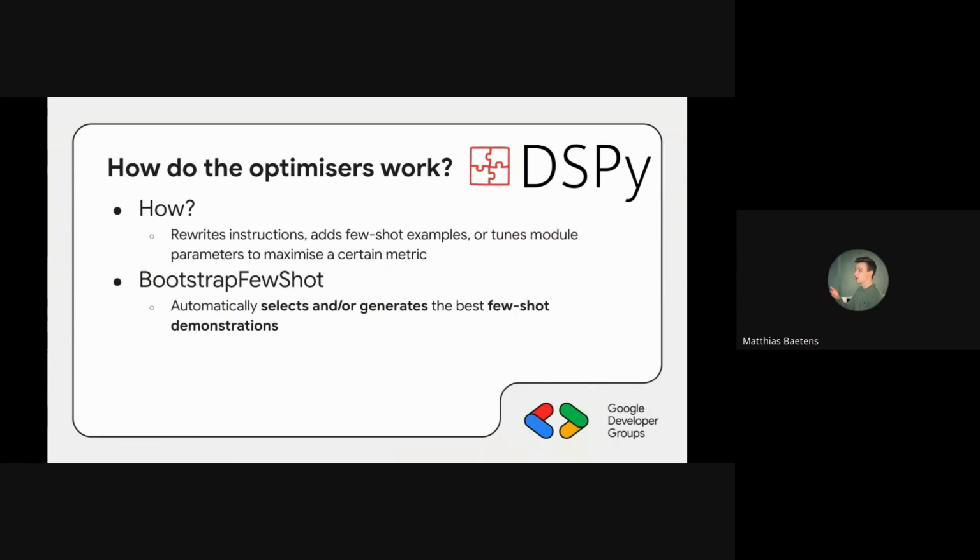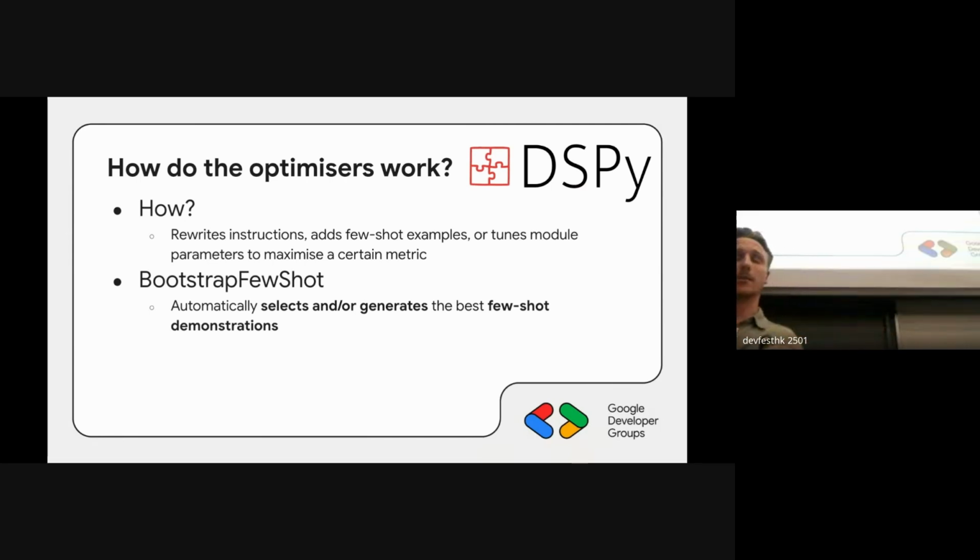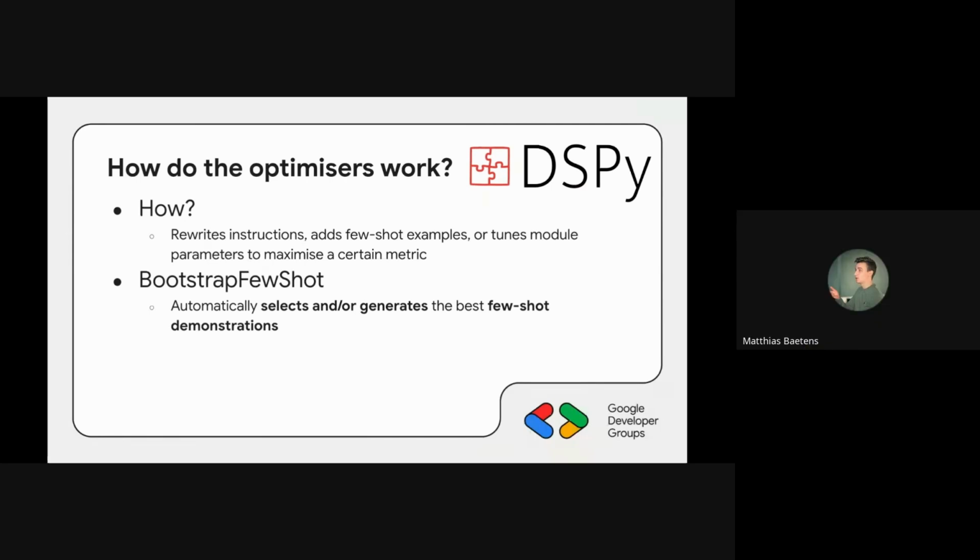So how does the optimizer work? It's basically rewriting instructions and getting examples to tune your modules to maximize a certain metric. So there's a bunch. I think more than 10. I tried different ones. One is few-shot, where we automatically select or generate few-shot examples for your problem.